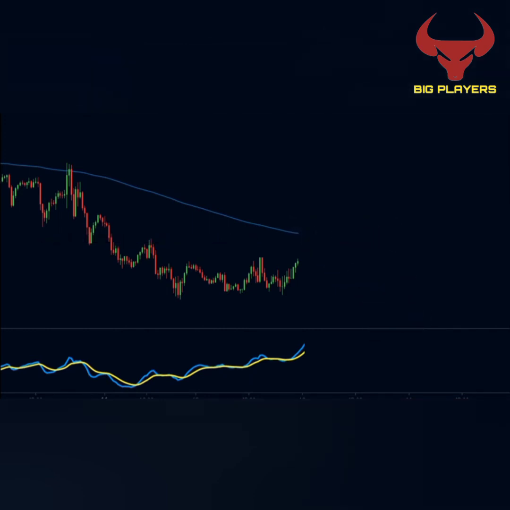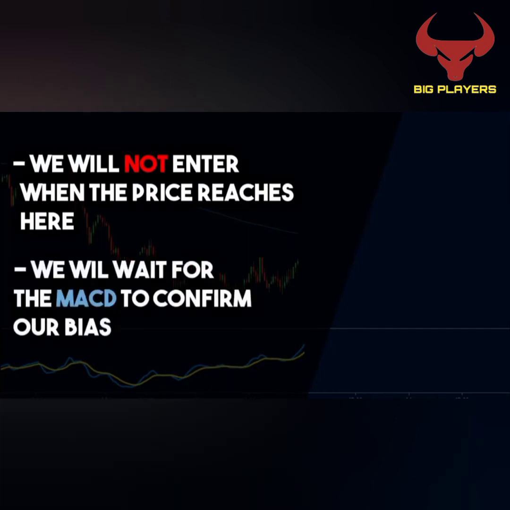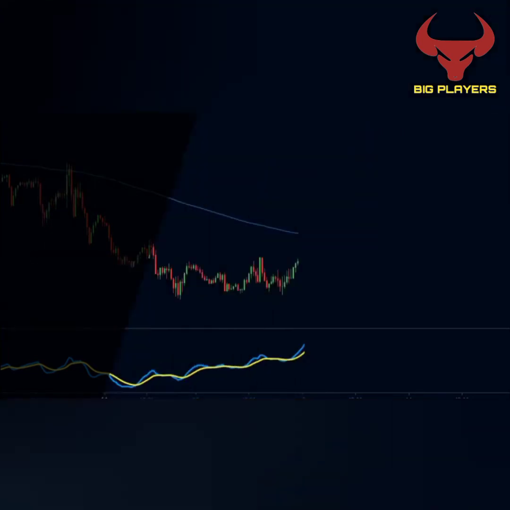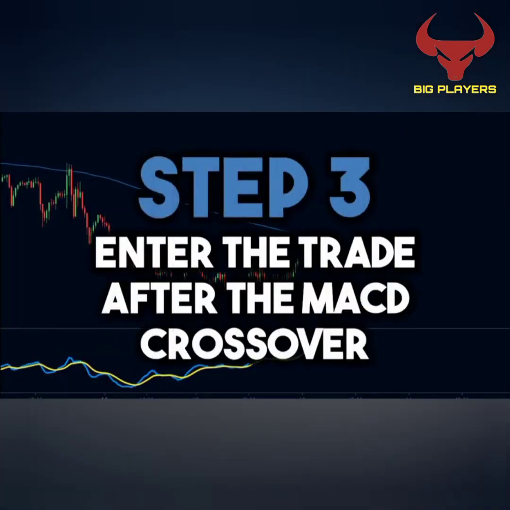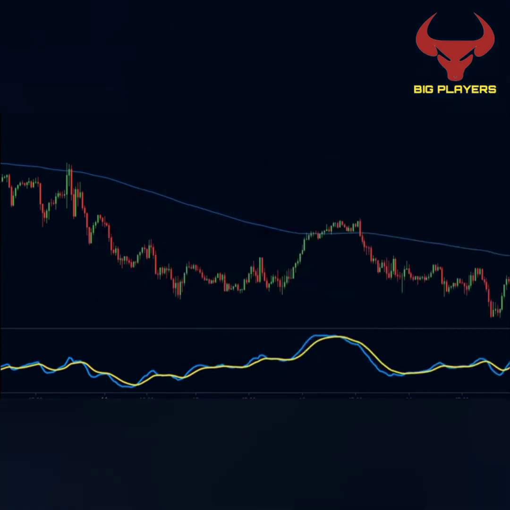But the catch here is that we will not enter the market when the price reaches here. Instead, we will wait for the MACD to confirm our short bias. So the third step is entering the trade after the MACD crossover. To enter the short trade, we want the MACD line to cross below the signal line.